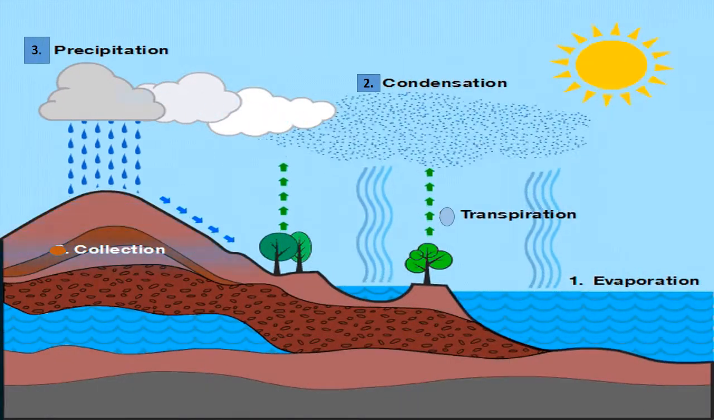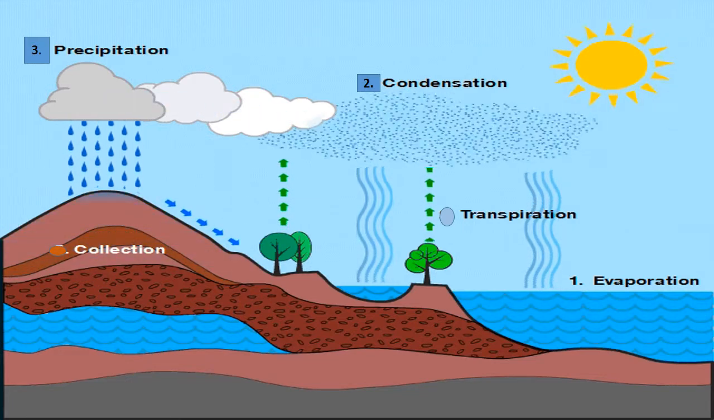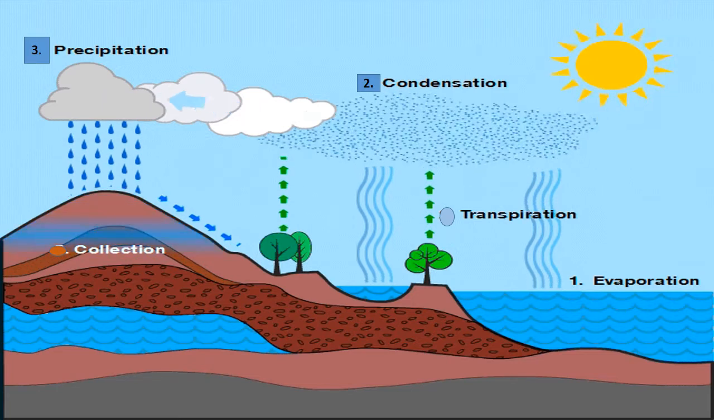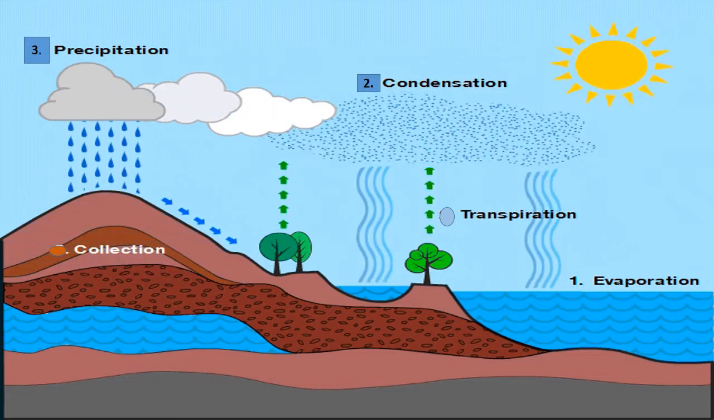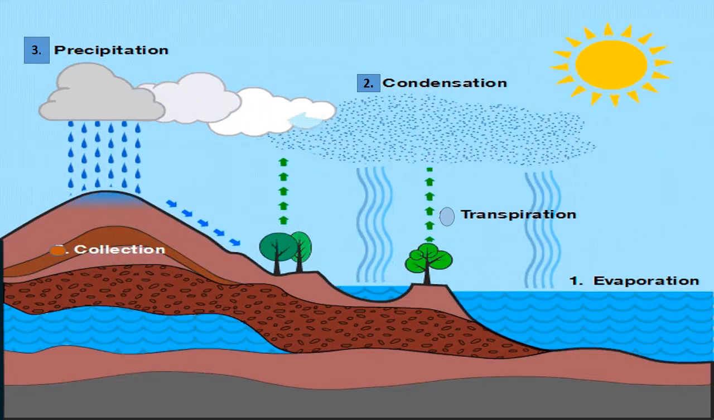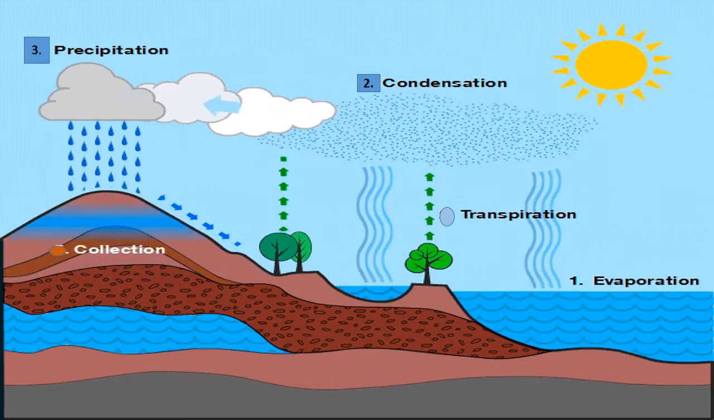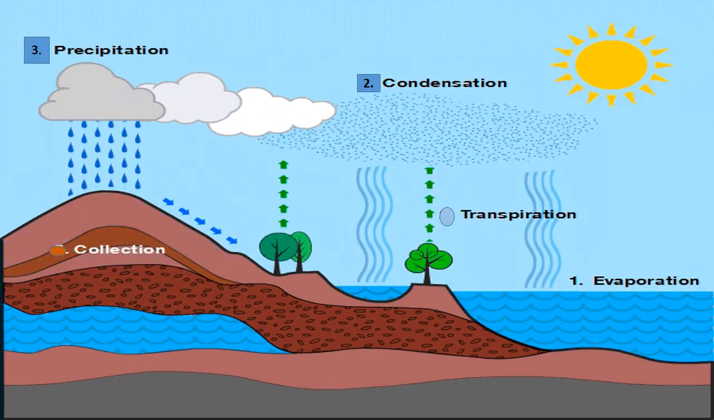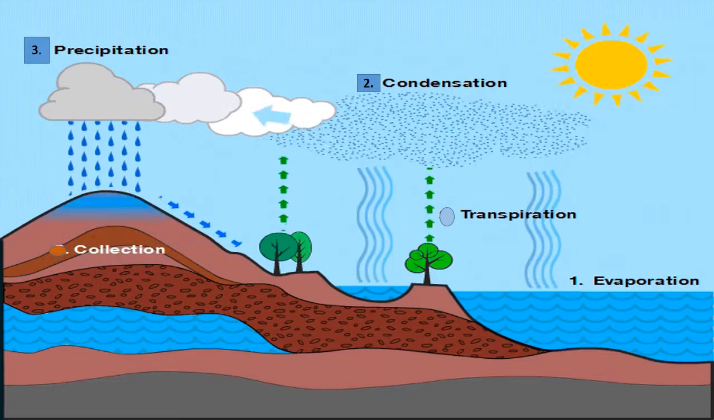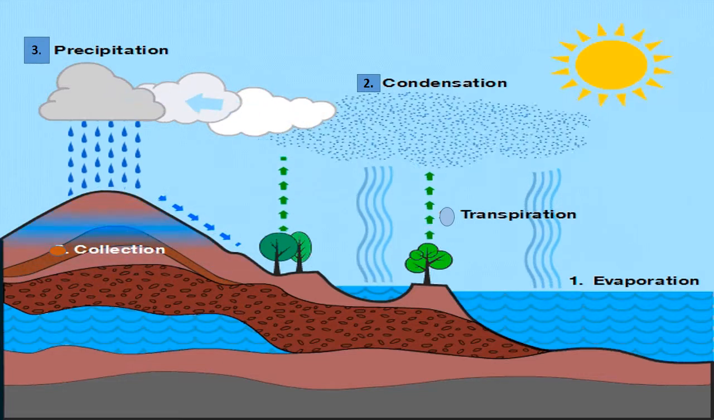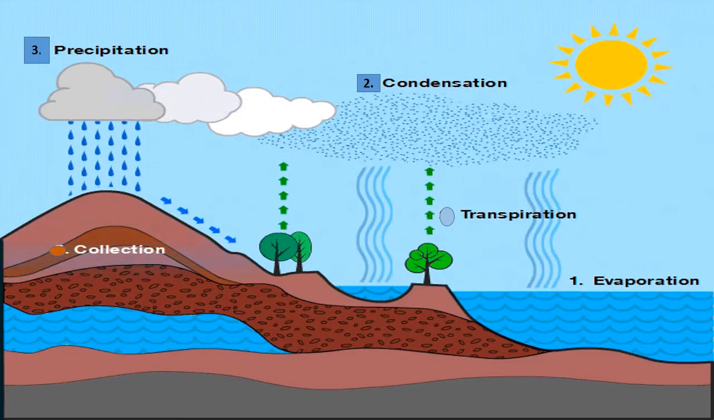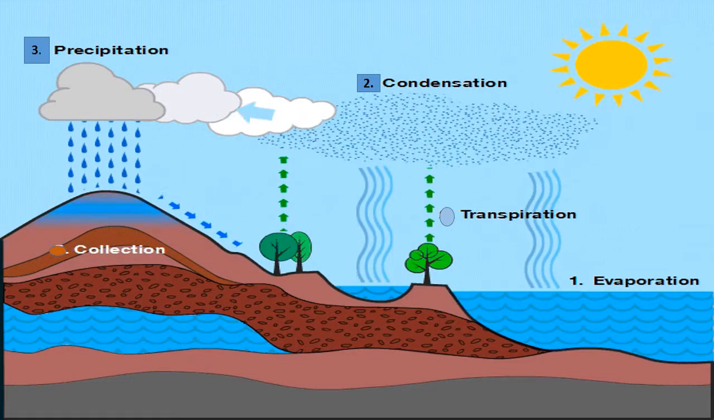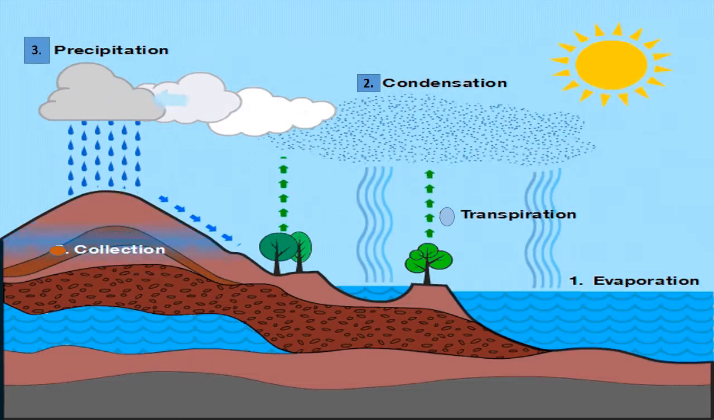So the first stage of the water cycle is evaporation. What is evaporation? The conversion of water into vapors by the heat of the sun is known as evaporation. Water from lakes, oceans and seas is converted into vapors by the heat of the sun. Then these vapors cool and condense to form clouds.